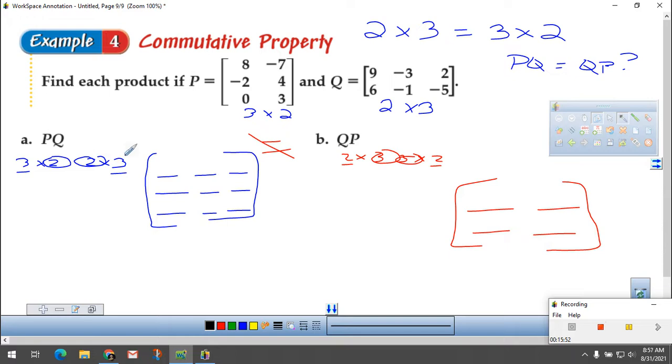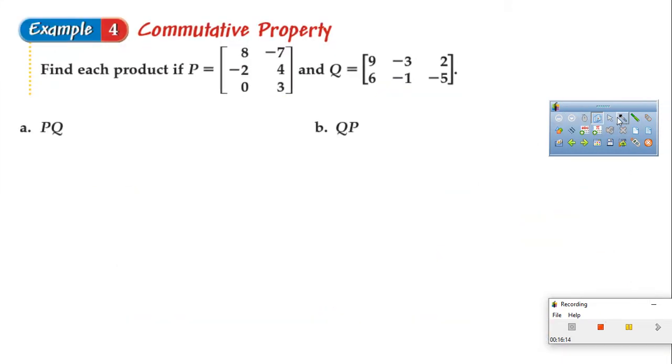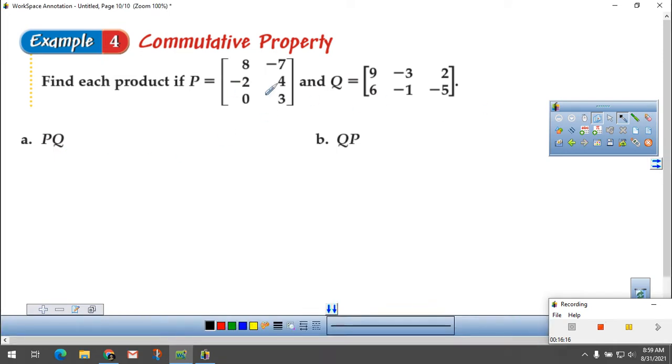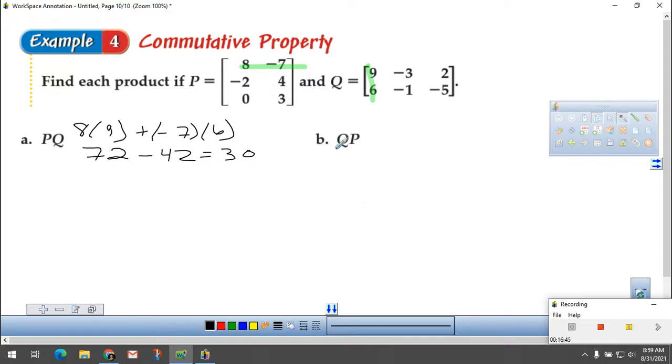So to do PQ, remember we're going to do row times column. I'm just going to go ahead and do a blank sheet and start over, that way I don't run out of room. Alright, so for PQ, I'm going to do row times column. And so that would give me 8 times 9 plus negative 7 times 6. So 8 times 9 is 72, 7 times 6 is 42, so negative 42, so that would give me 30. So that means this element's going to be 30.